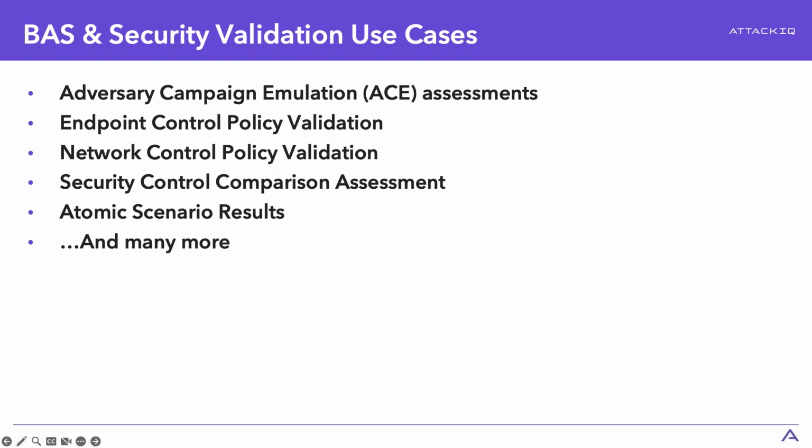Use cases here that you may focus on would be things like adversary campaign emulations, right? So how can I report on adversary campaign emulations using Jupyter Notebooks? How do I present information or findings in a report that deal with endpoint control policy validation, network control policy validation? Maybe we could also do things like security control comparisons. So, comparing two security technologies or policies, and even show you more technical atomic scenario results, right?